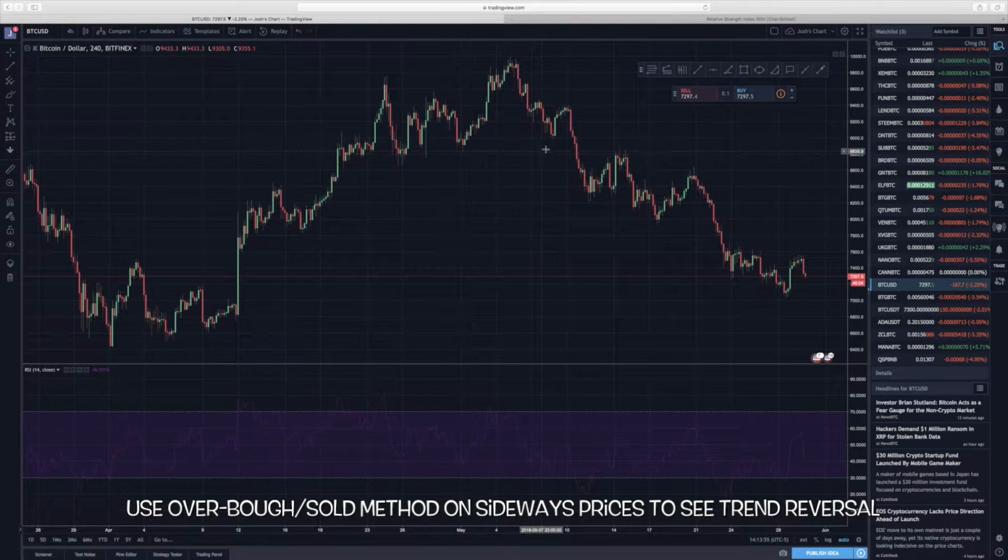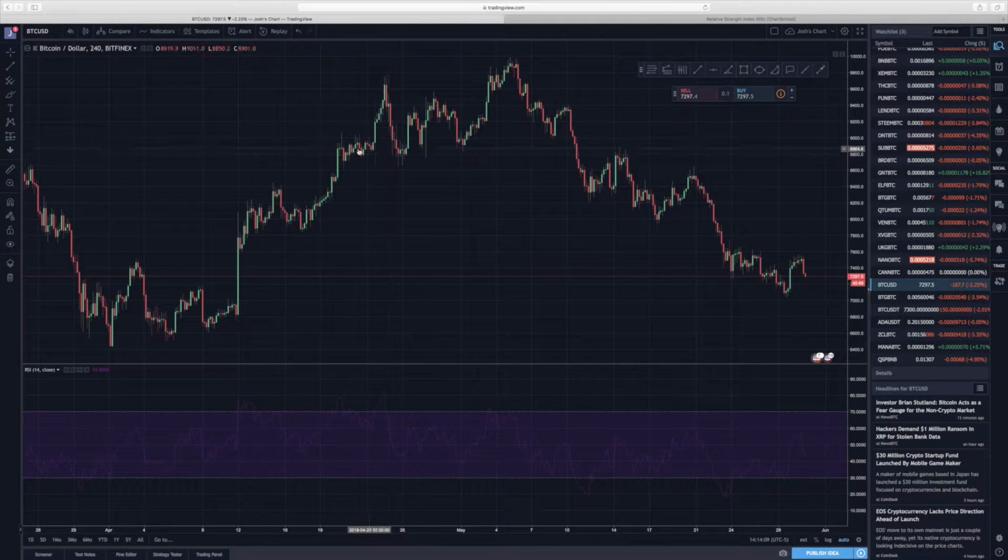So for example, here you can see that the price ranges between this relative maximum, and you can see that it gets very close to whatever this resistance would be up here, and the price several times stays near this relative support. So it bounces in between this area, right? That's the best time to use the overbought and oversold.